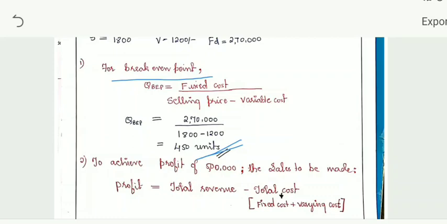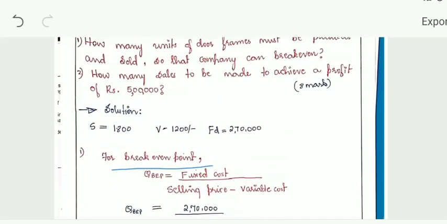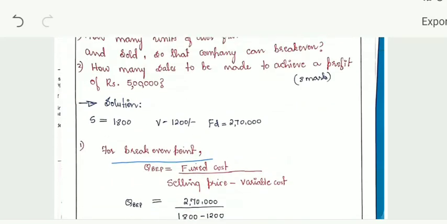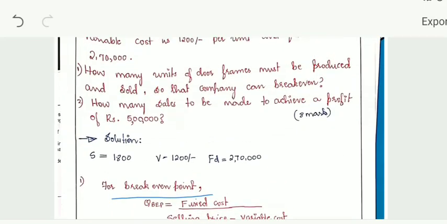That means, how you have to write the statement: how many units of door frame must be produced and sold so that the company should break even. So you should conclude that around 450 units of the door frame must be produced and sold so that the company will break even. After writing that, you will be getting 1 mark.